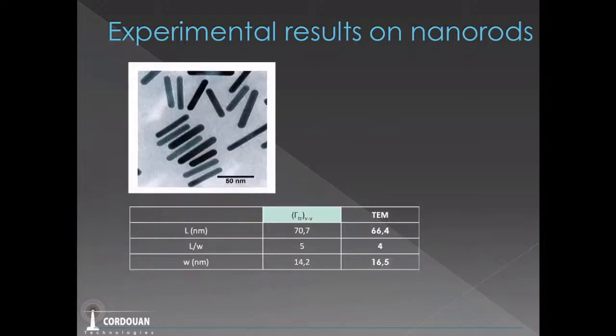Another one, which is very nice, you can see the TEM images of this sample. We measured by TEM 66 nanometers in length and 16 in width, and we have measured 67 nanometers, which is quite near, and 14 in terms of width, so we have achieved nearly the good value.